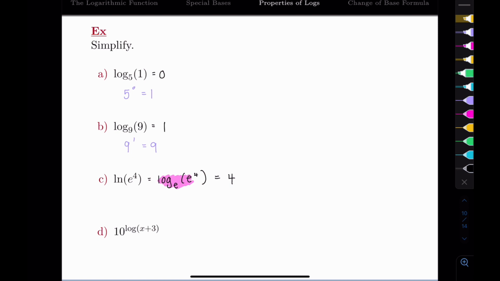For this next one, because I have just log, it means it's base 10. Same idea, these two cancel each other out, and it leaves us with x plus 3.